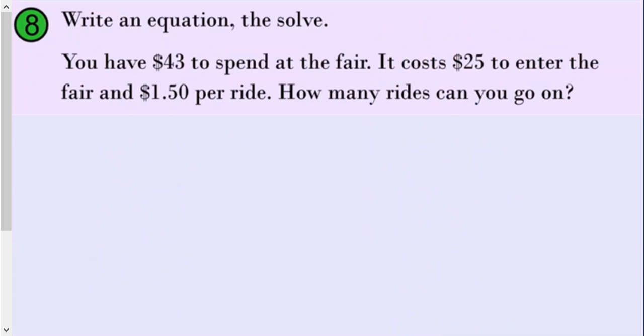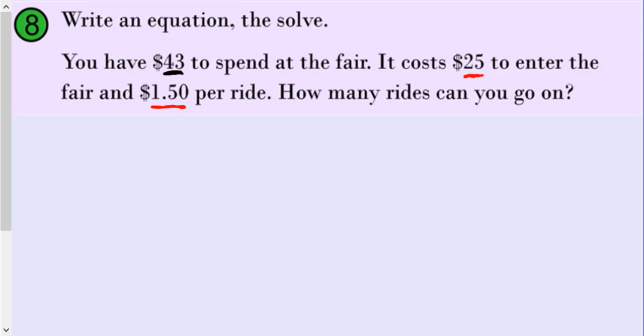Alright, now we will finish up with a word problem here. We're going to write an equation, and then we're going to solve it. It says you have $43 to spend at the fair. It costs $25 to enter the fair, and $1.50 per ride. How many rides can you go on? Okay, so there's some important information that we need to pull out. We have $43, so that's as much money as we can spend. It's going to cost us $25 to get in and $1.50 per ride.